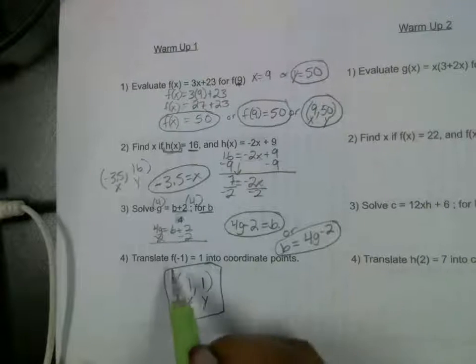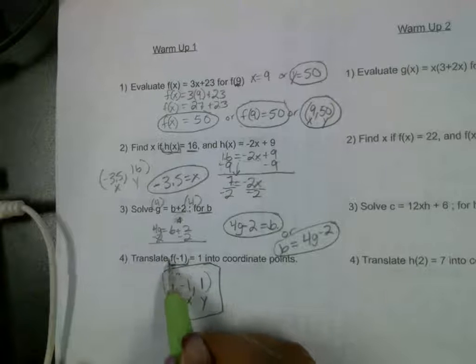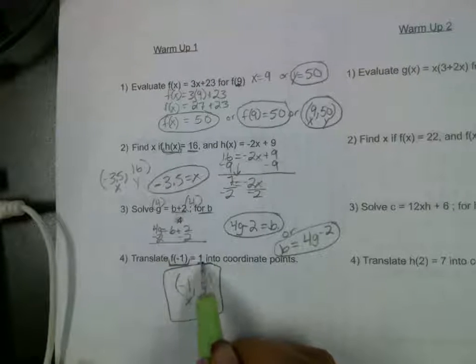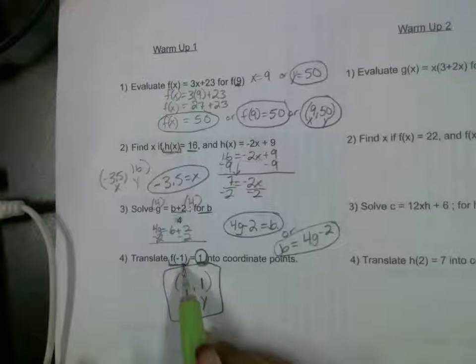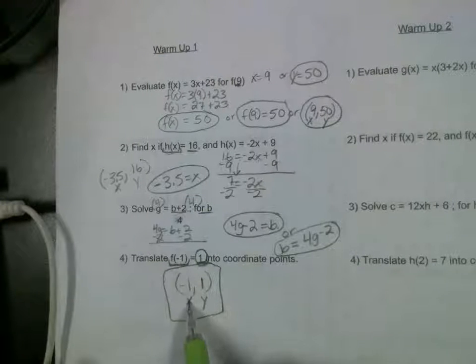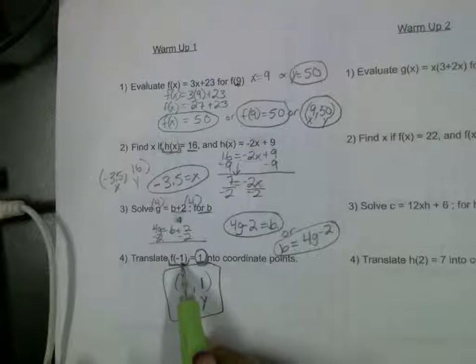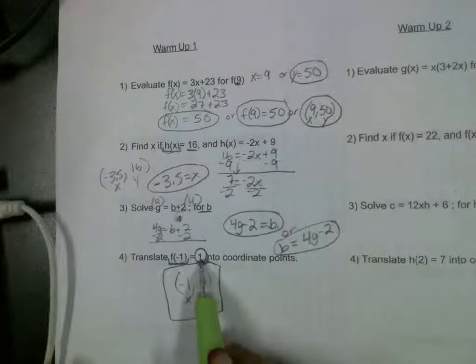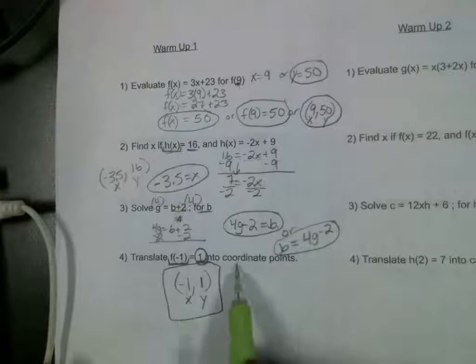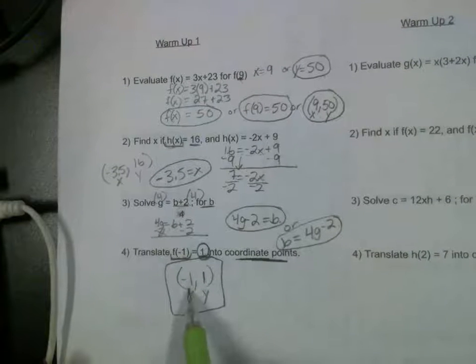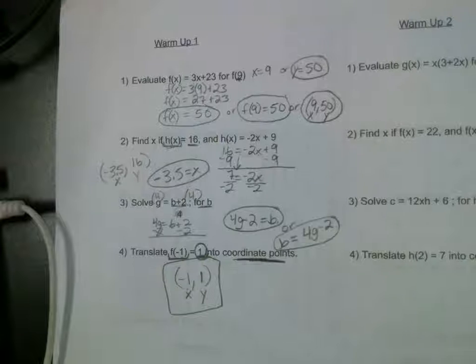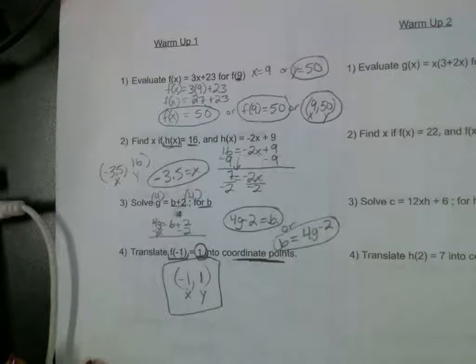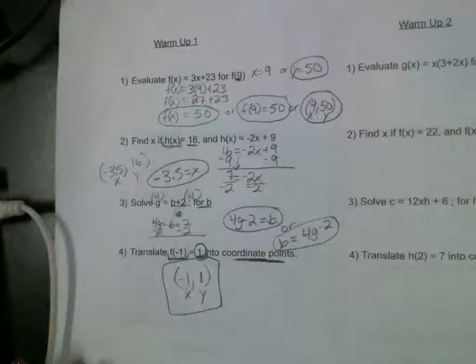The last one. Remember that f of x is y. So y is equal to 1. So I put that here. And the number in the parentheses is your x. So x is negative 1. That's the number in the parentheses. And remember, f of x is y. So my y here is 1. So this is my ordered pair. That's the coordinate point. Negative 1 for x and 1 for y. Any questions about that? All right, let's look at the project.